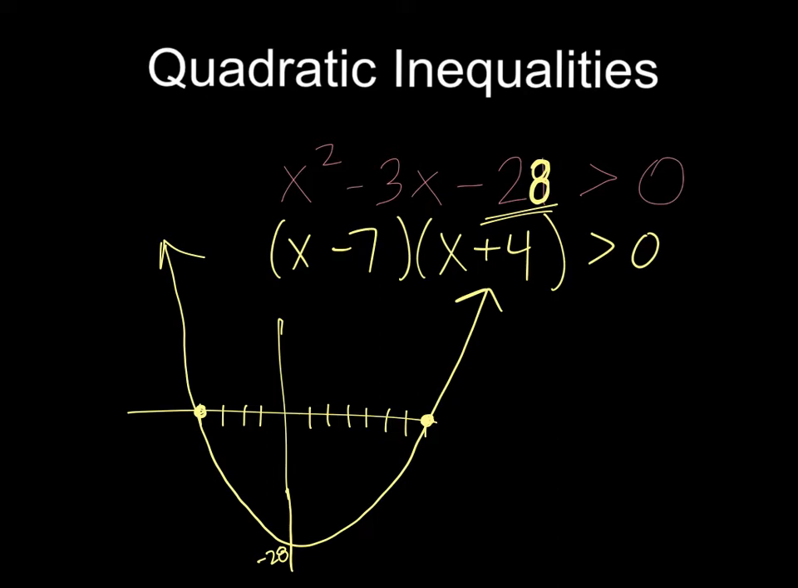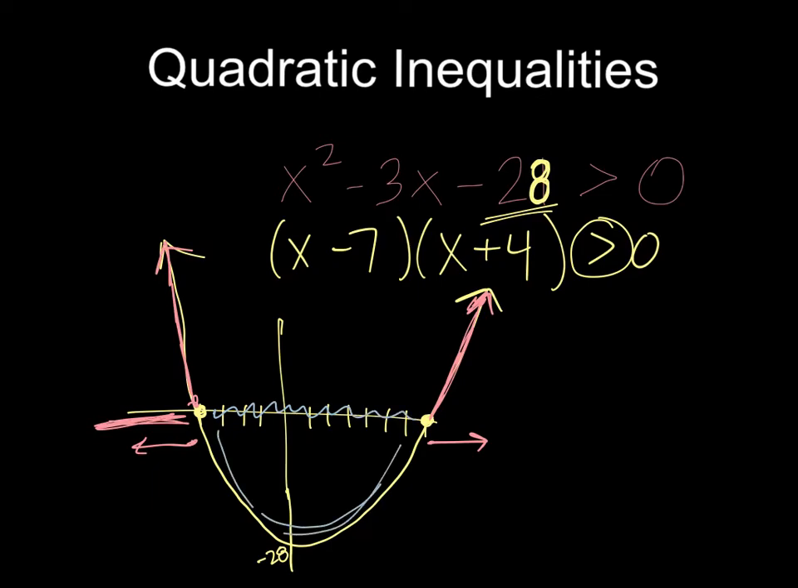So think about the options. If I want to know where this thing is greater than 0, really it has to be on the outside edges, right? It has to be out here. This thing is greater than 0, as in the parabola is up above the x-axis, and it returns to being above the x-axis out here. So it's from 7 out and from negative 4 out. It is not going to be greater than 0. It's less than 0 here in the middle where the parabola has dipped down below the axis.